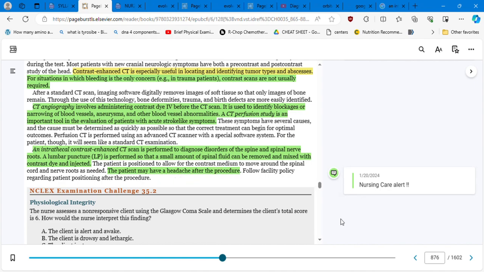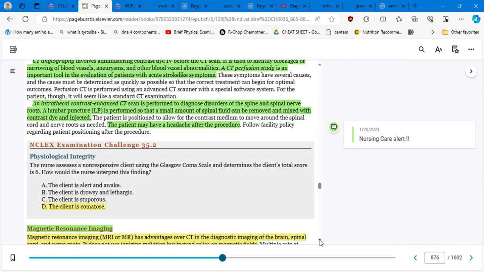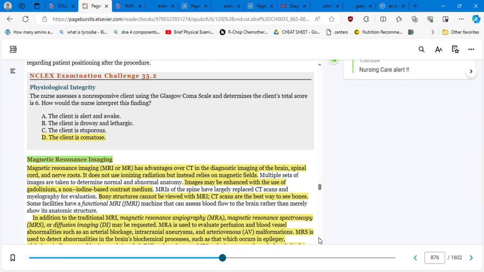This is another nursing care alert: you are supposed to tell the patient about the intrathecal contrast in a CT scan. That headache will be present after the procedure. So this is an NCLEX examination question. The nurse assesses a non-responsive client using a Glasgow Coma Scale and determines the client's total score is 6. So how would the nurse interpret this? And of course, based on the score, the client is comatose.